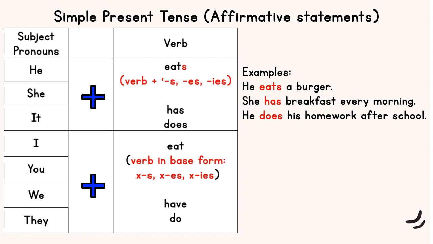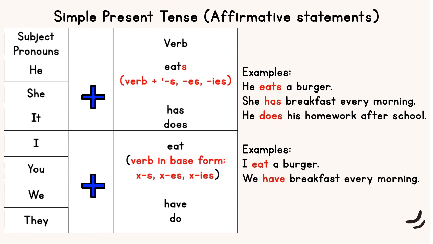Okay, so for plural subject we and they, the verb must be in base form. Alright, so no s, no es, no ies. For example, I eat a burger, you eat a burger, we eat a burger, or they eat a burger. Or we have breakfast every morning. Okay, you have breakfast every morning. They have breakfast every morning. Or I have breakfast every morning.